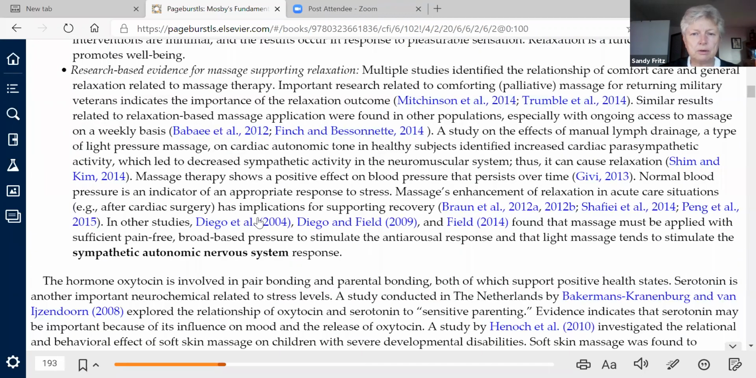I also try to have multiple researchers. I look for at least three research papers from different people, if at all possible, to support a statement that I have made.